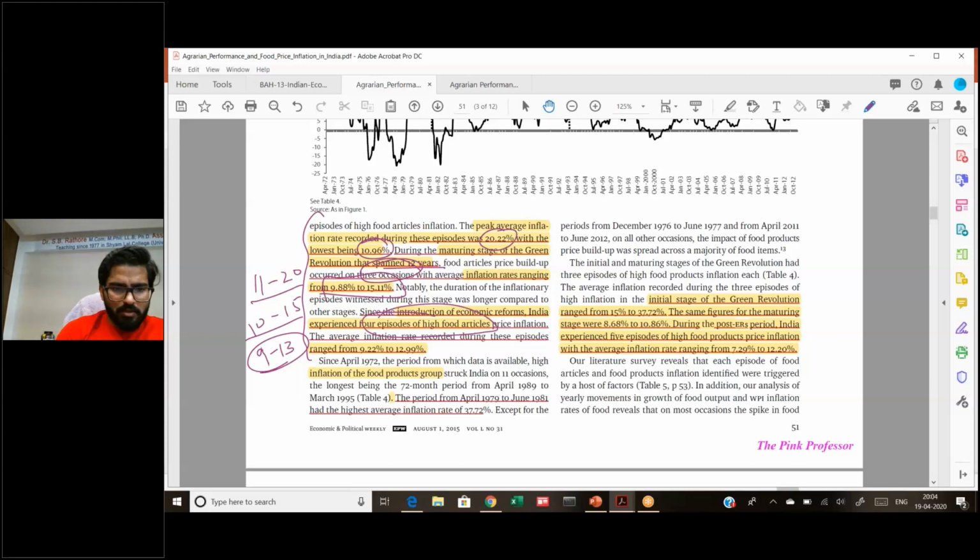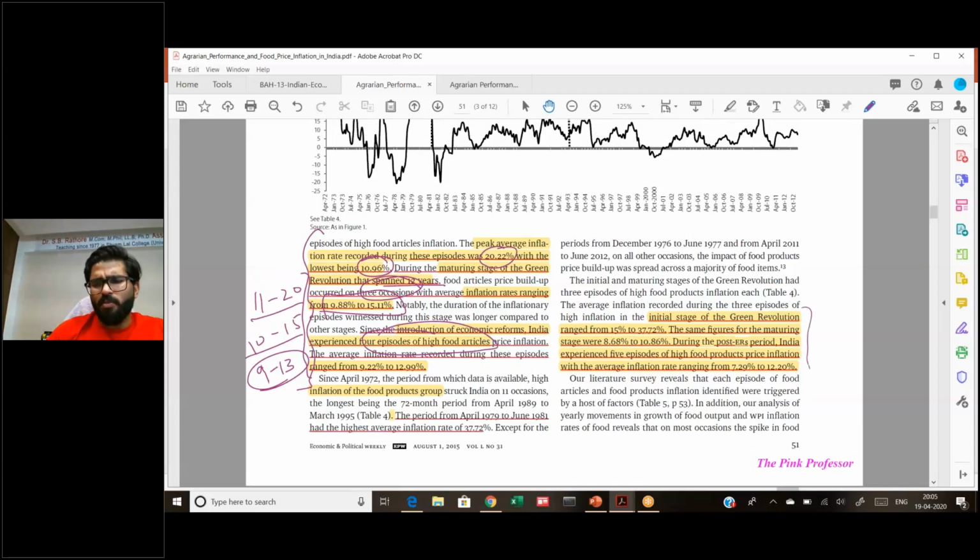If you can remember this comparison, it shows us that while the growth rate per se was lower in the post-economic reform phase, when we compare it to the inflation, the episodes of inflation and the intensity of inflation that we see in food commodities is much lower than the previous two phases. And we find a similar experience when we talk about the manufactured food articles. It's a similar kind of trend.